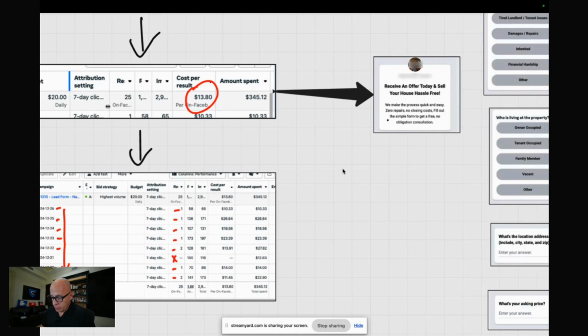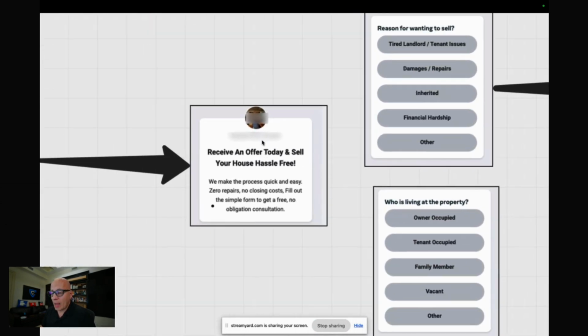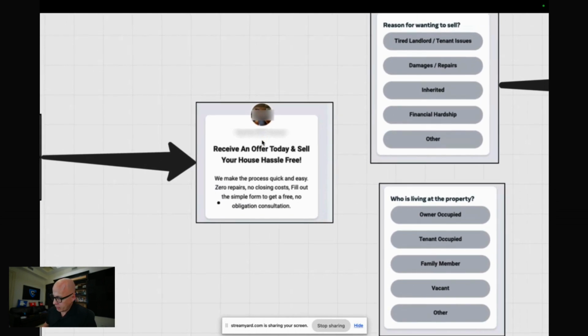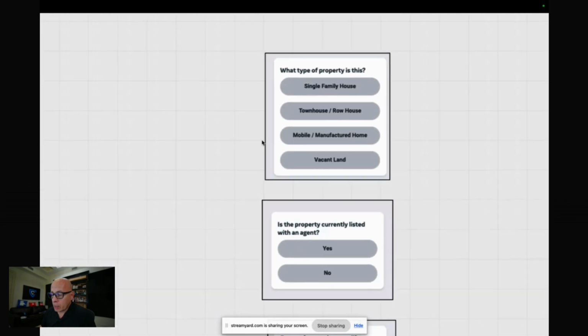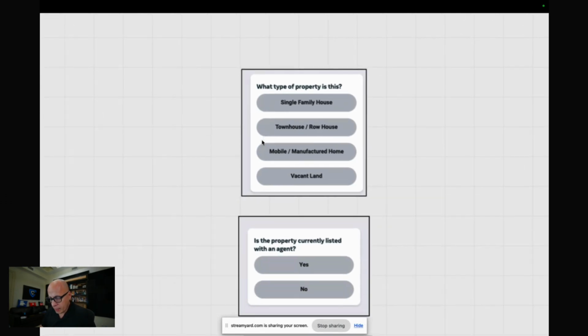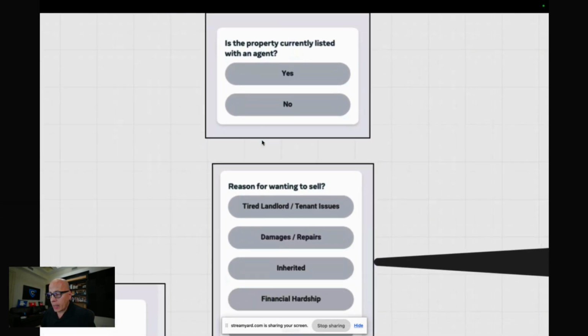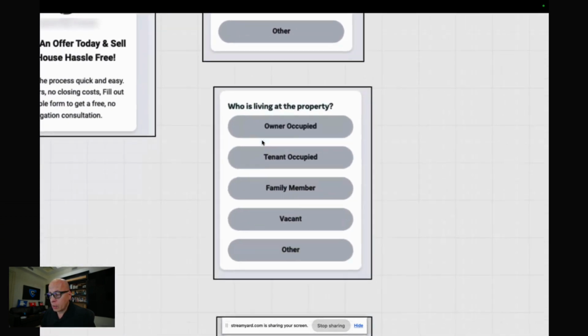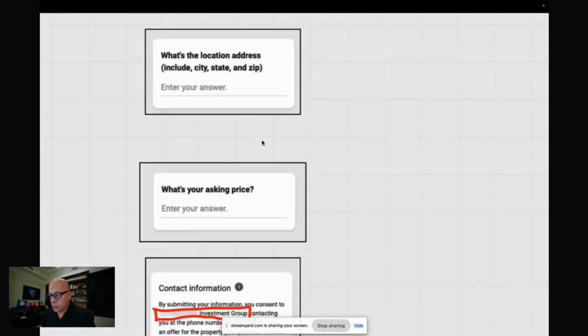Now, when the client sees the ad, they're going to click on the link in the ad, and they're going to see something that looks like this. And what we do is we ask a bunch of different questions. So the great thing about this is that you're not only getting warm leads, but you're also getting leads in which you have a lot of information about them already. And keep in mind that if they're answering all of these questions, it means that they are interested in selling their property. They wouldn't go through the trouble of answering all these questions if they were not genuinely interested.